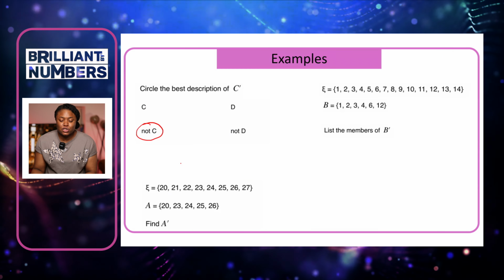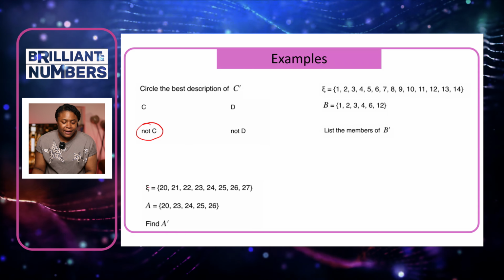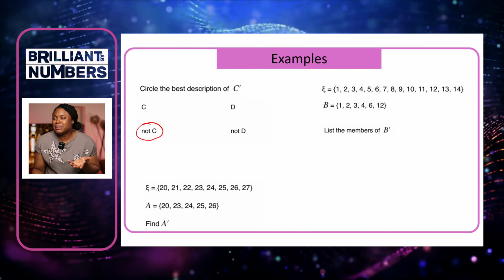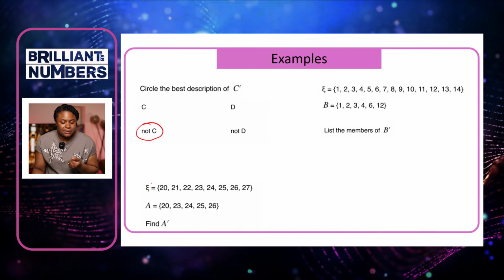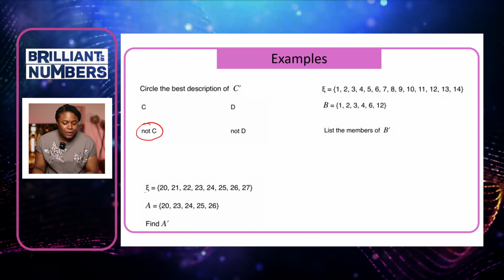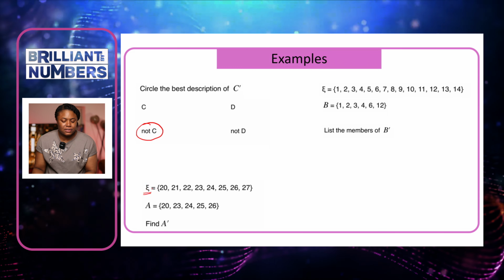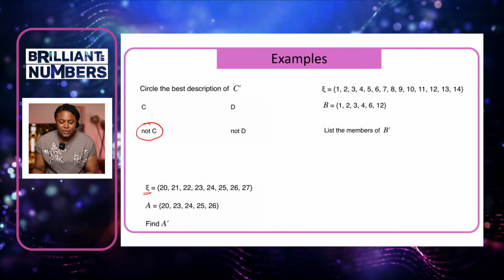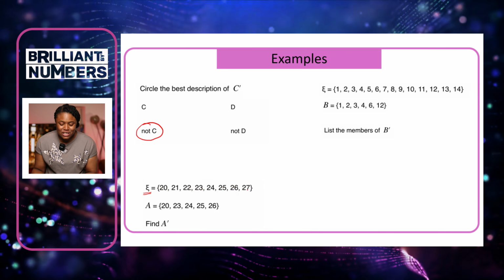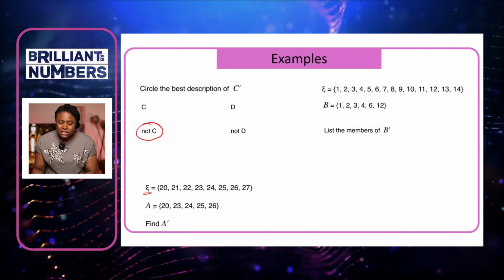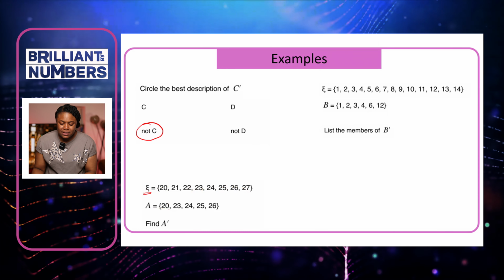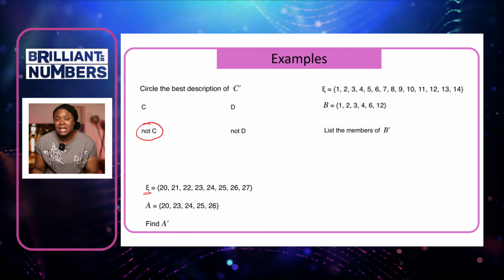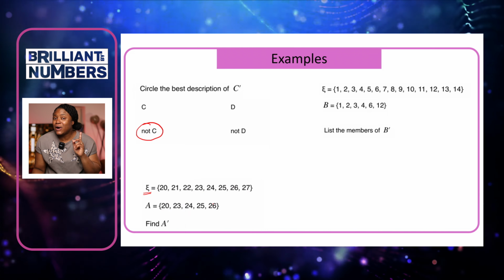So we go to our next question. I'll come back to this E in a moment as we look a little more at the universal set. This Greek symbol here represents the universal set. We're given 20, 21, 22, 23, 24, 25, 26, and 27. We're told that A is equal to 20, 23, 24, 25, and 26, and we're asked to find A complement.